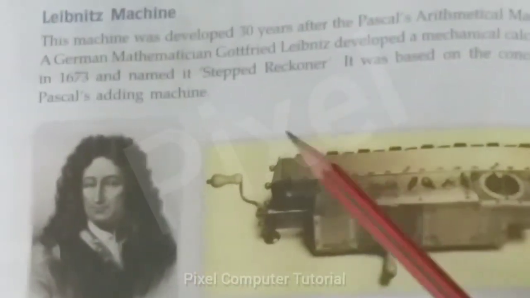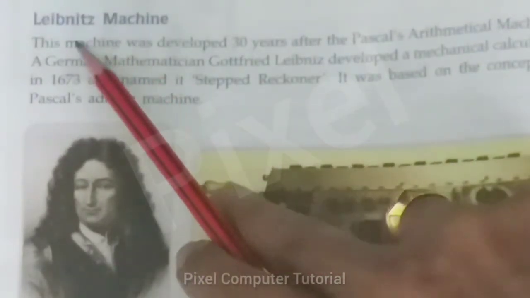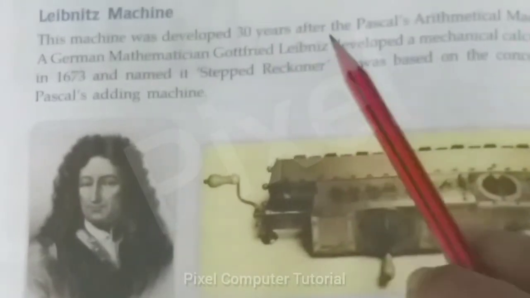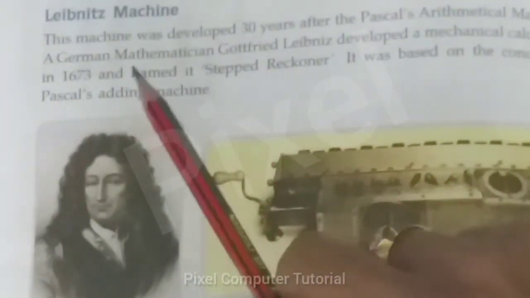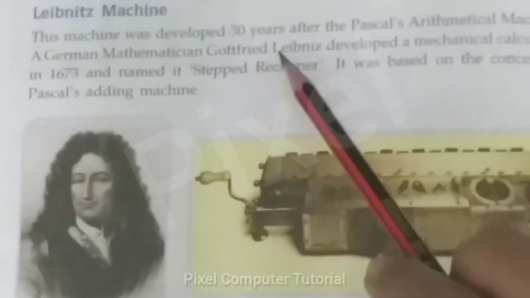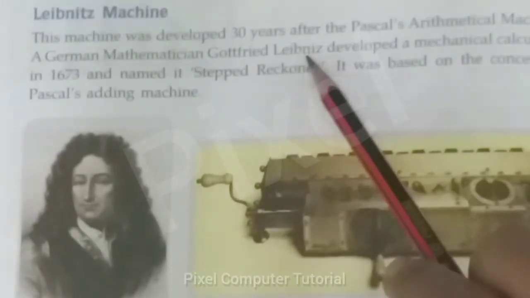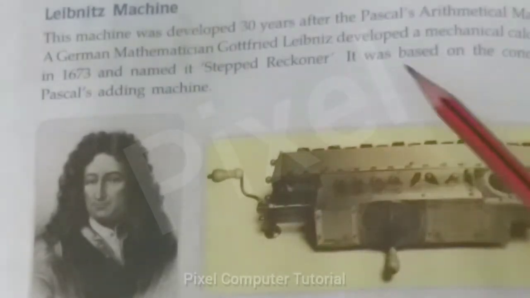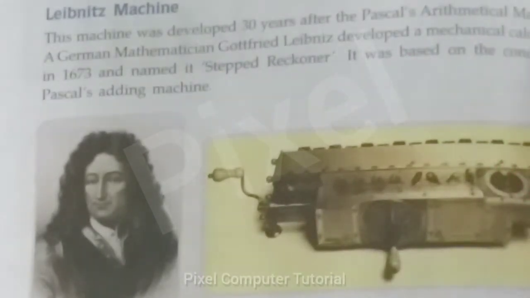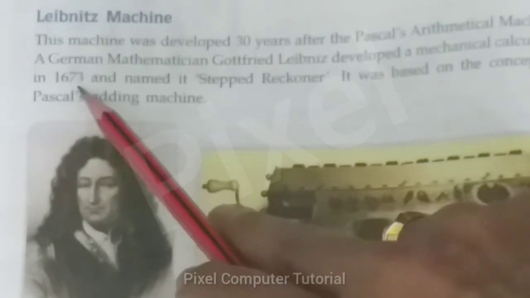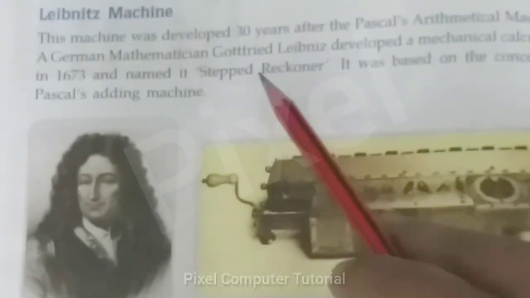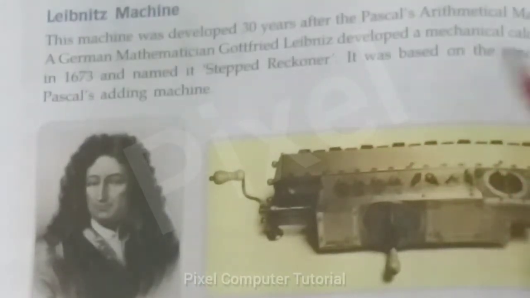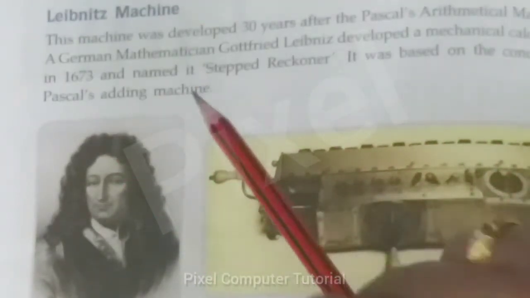Okay, so next is Leibniz machine. This machine was developed 30 years after Pascal's arithmetical machine. The German mathematician Gottfried Leibniz developed a mechanical calculator in 1673 and named it the stepped reckoner. It was based on the concept of Pascal's adding machine.